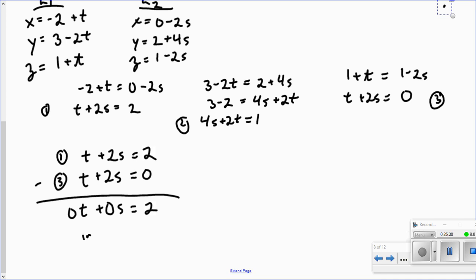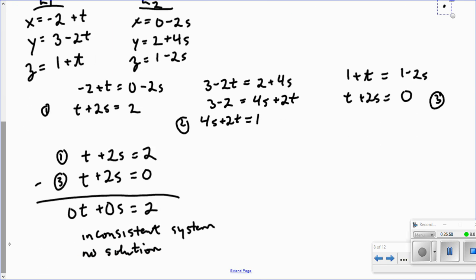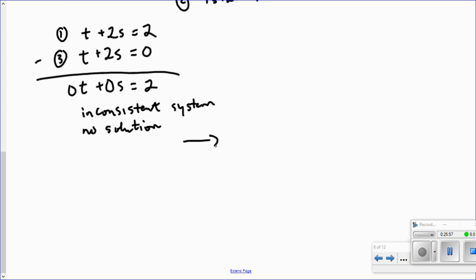So that's an inconsistent system, right? There's clearly no solution in this case. We knew they were parallel, and we found that there's no solution that solves this whole system. So I can conclude that the lines are parallel and distinct.